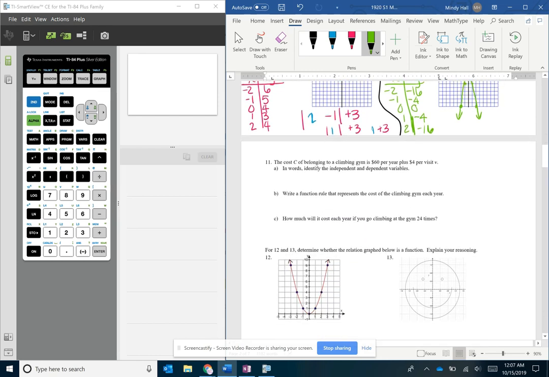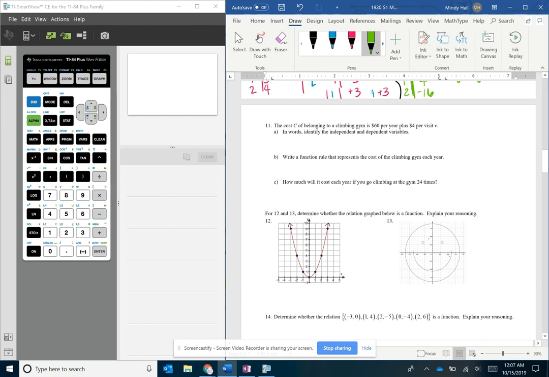So now for number 11, the cost C of belonging to a climbing gym is $60 per year plus $4 per visit. In words, identify the independent and dependent variables. Well, independent variables, we have cost C because they give us variables. Those are your hints. So cost C, and we have a per visit cost as well. So because there's a per visit cost, that means my total cost depends on how many times I visit. So my independent variable is number of visits, and my dependent variable would be my total cost.